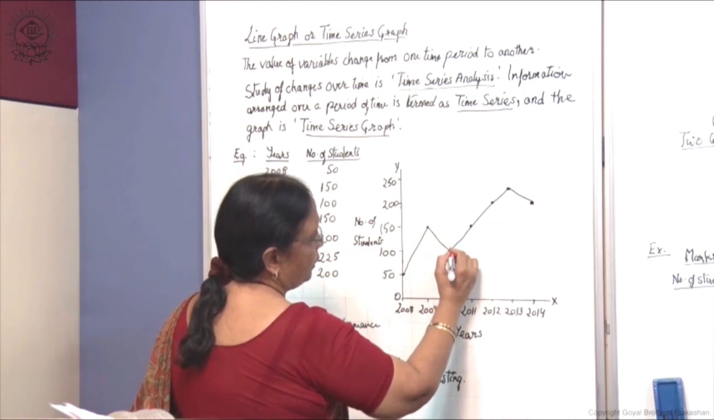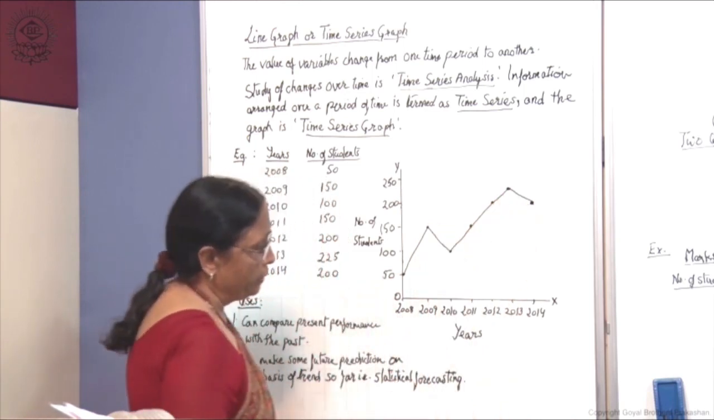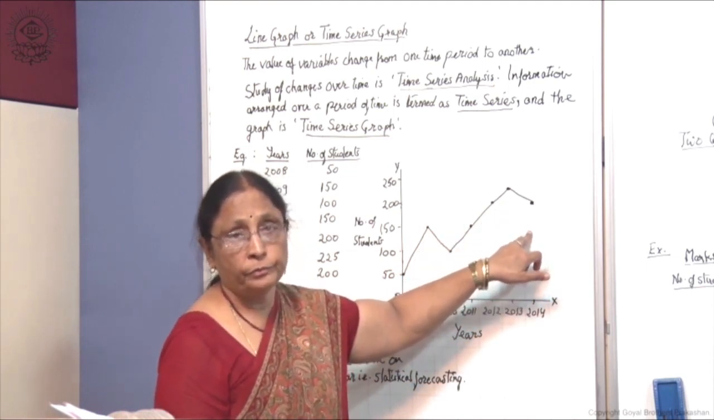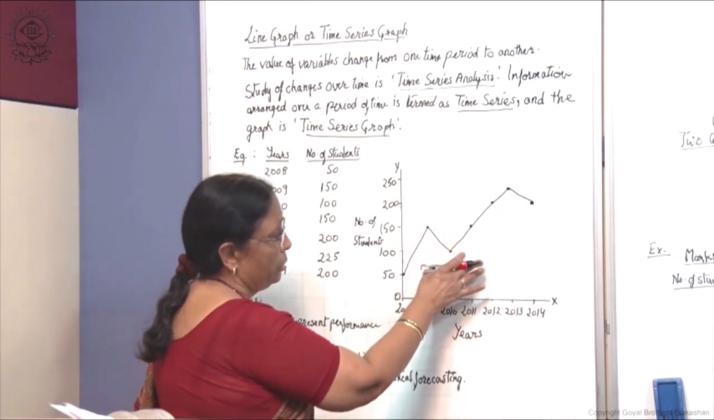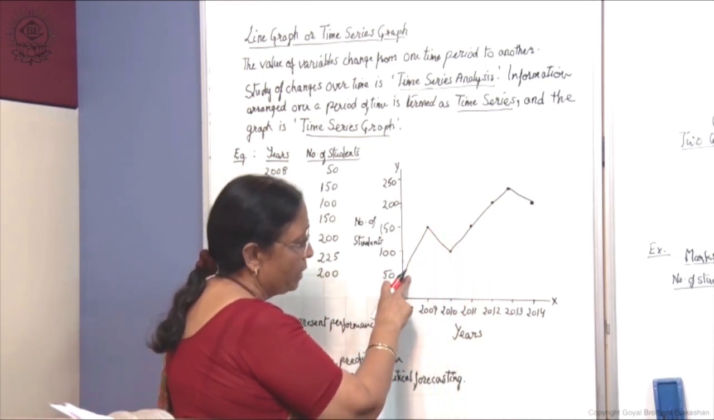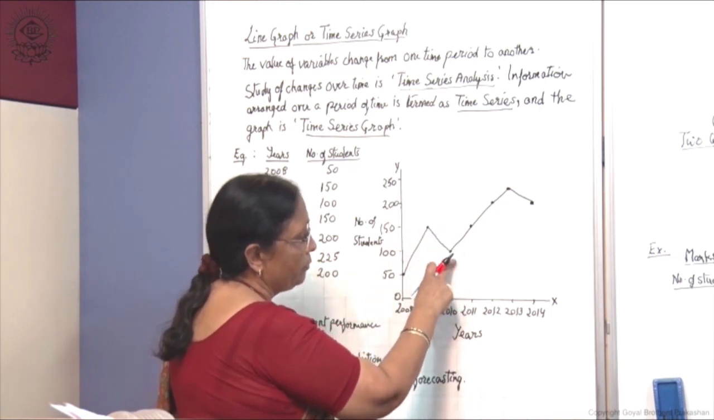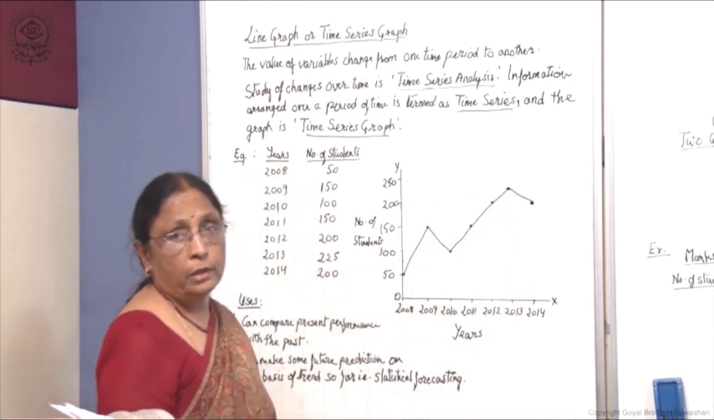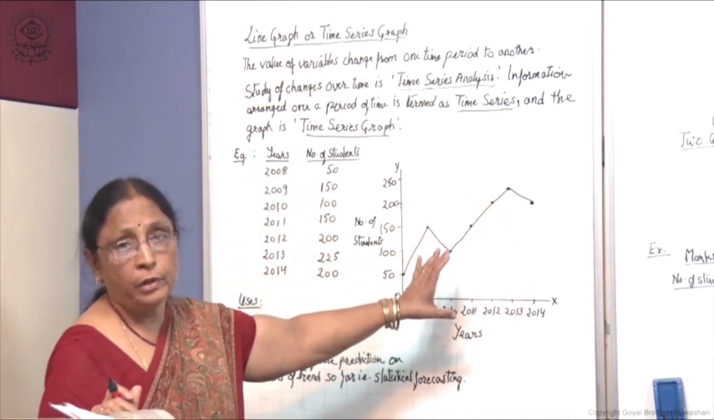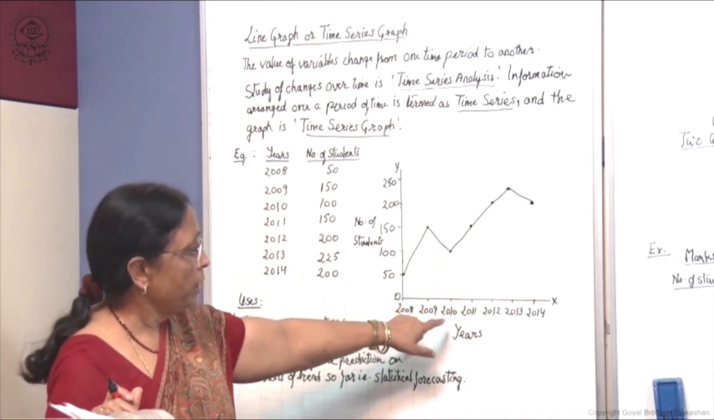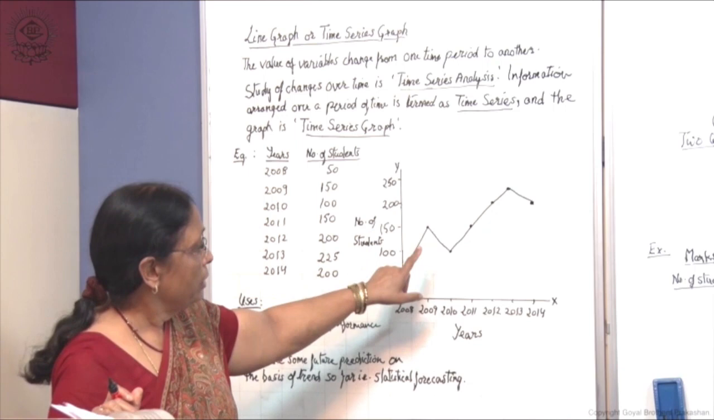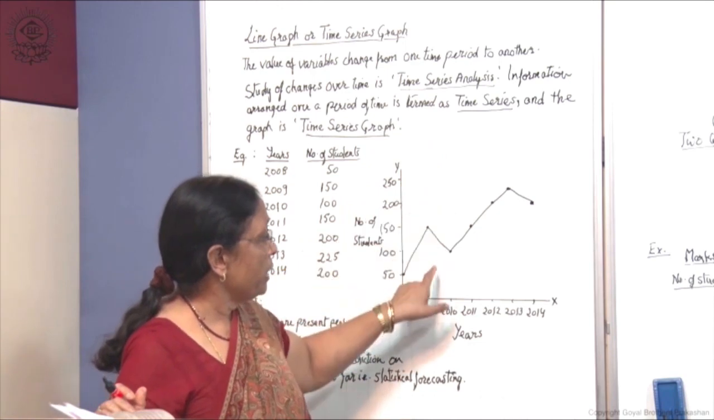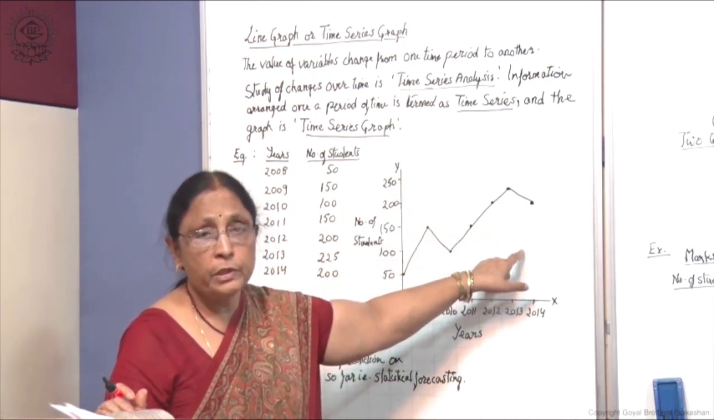When we join these points with a free hand line or free hand curve, then we get the time series distribution of the variable. At a glance here you can make out in 2008 there were a smaller number of children, then it increased, then it declined slightly, then it kept on increasing, and then a slight decline. So this way you can read the graph on the basis of the description given here in the data, and you can make the study or analysis. You can do the time series analysis on the basis of this time series graph.